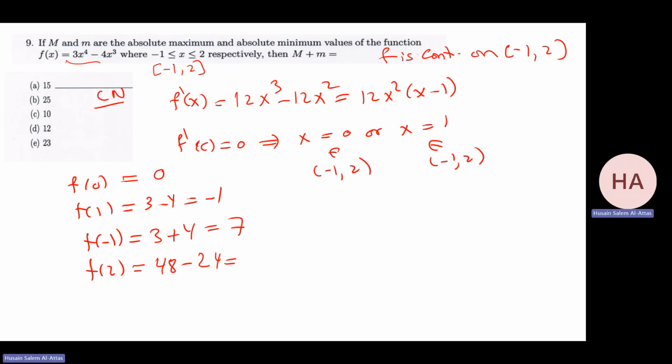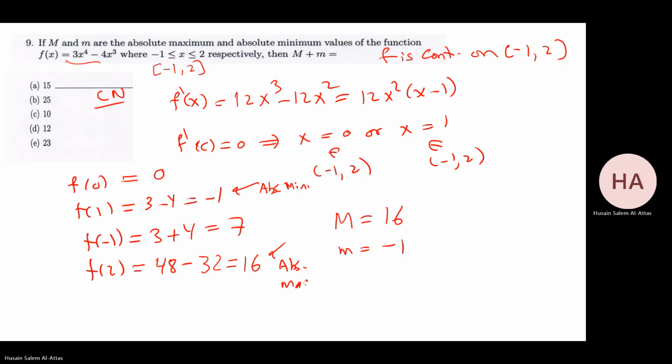That's something wrong. F of 2, 2 times 4, 16 times 3, 48. Oh, not 4. This is 32. 2 to the power 3 is 8, 8 times 6 is 32. That will give me 16. So capital M is 16, small m is minus 1. This is the absolute minimum. This is the absolute maximum. So capital M plus small m will be 15, which is this one.